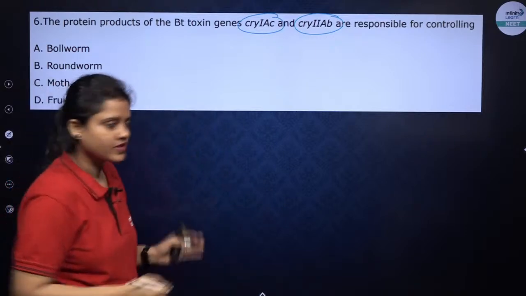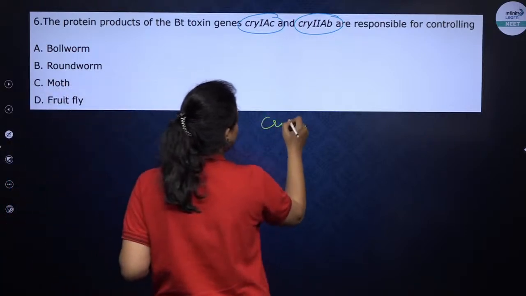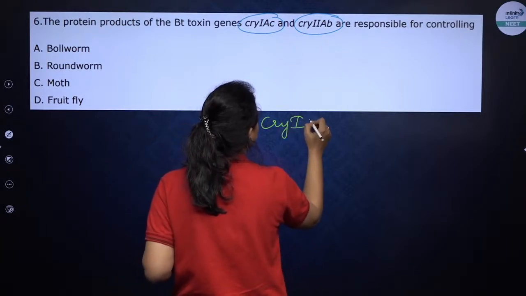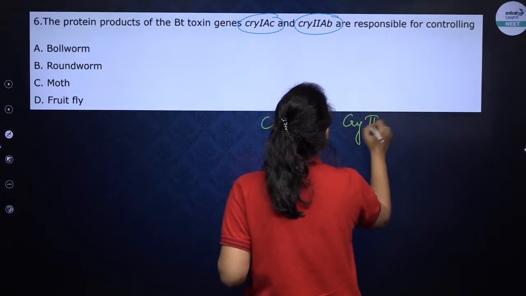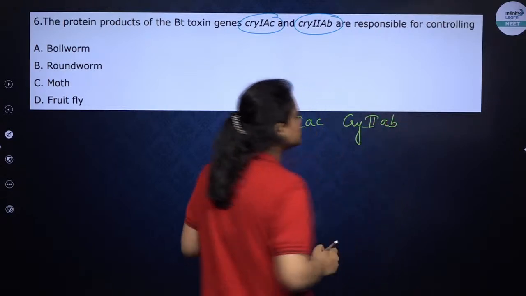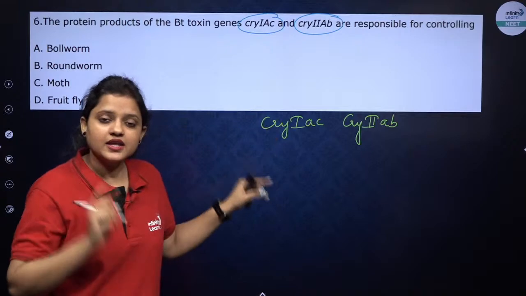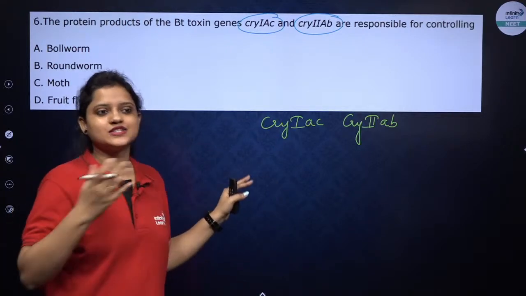Now remember, Cry1AC and Cry2AB are the genes in the bacteria Bacillus thuringiensis.